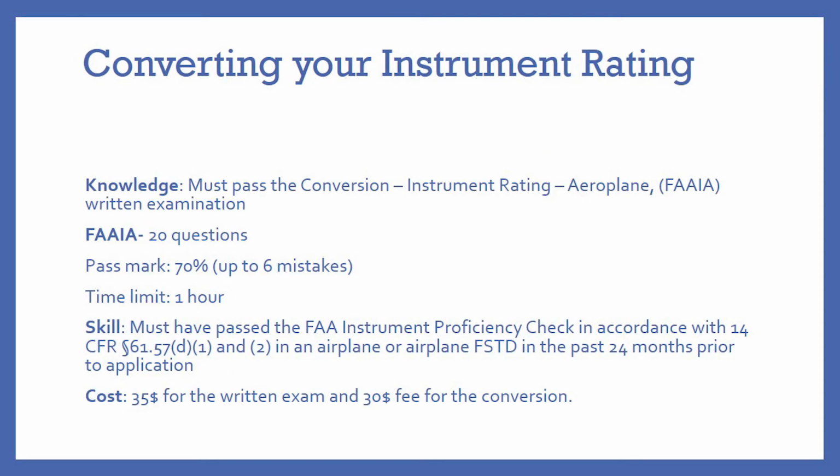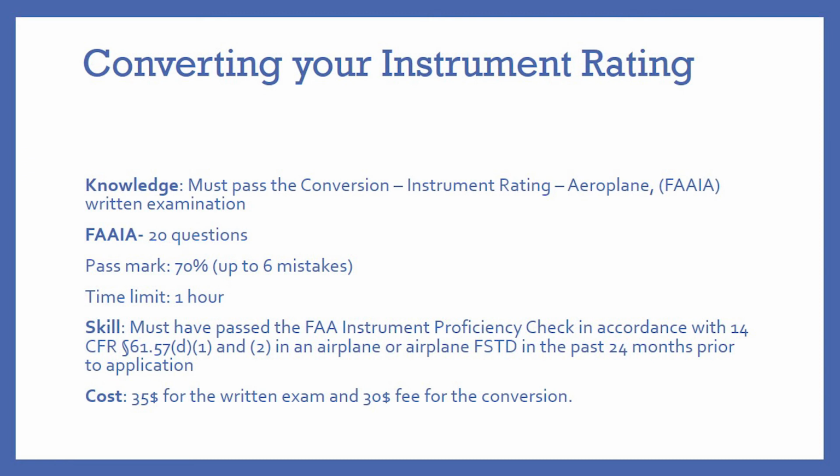If you wish to convert your instrument rating, you will need to do another written exam. This exam is called the FAA-IA. It consists of 20 questions. The pass mark is 70%, so here you have up to 6 mistakes. In order to convert your instrument rating, you must be current by the definition of the FAR. You will need to prove that with your logbook.